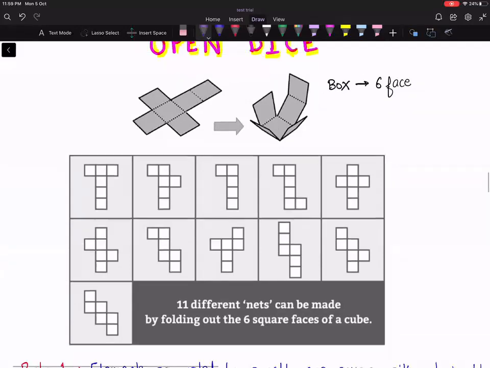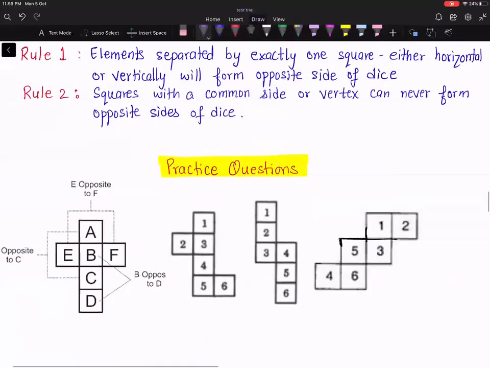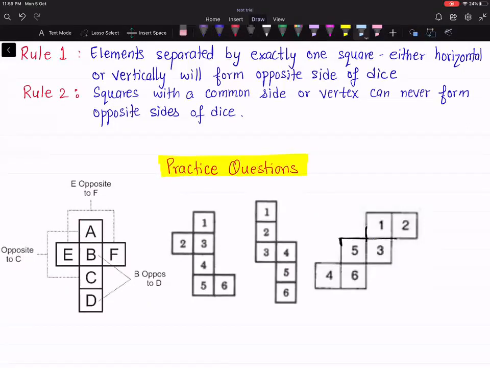Only two things you have to take care. First is if the numbers are in the square box, and if two square boxes are horizontally or vertically separated by exactly one square box, then there will be opposite face. So in this case, you can say that A is opposite to C, right? So you observe the other faces. E and F, they are separated vertically with exactly one square box. They form the opposite face. Similarly, B and D, they will form the opposite face.